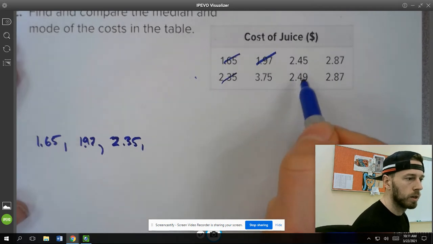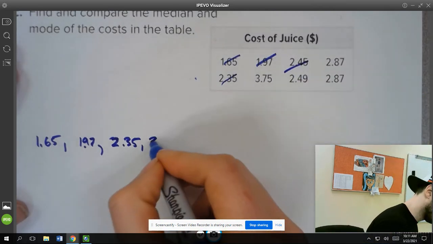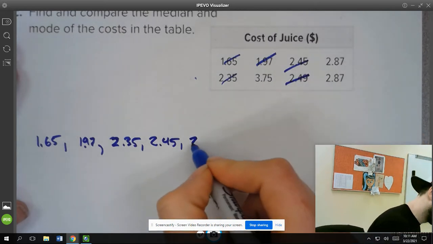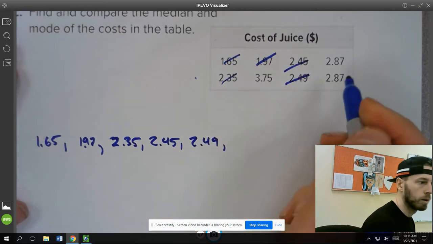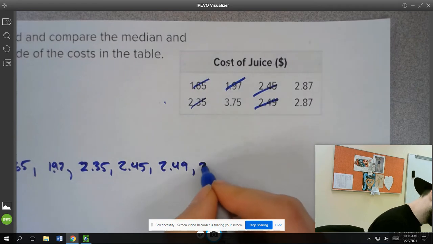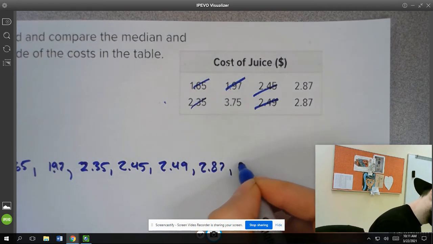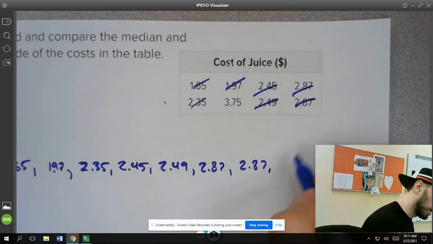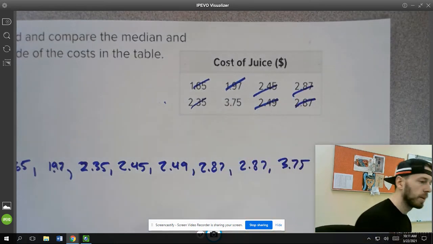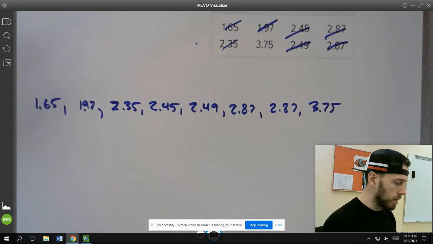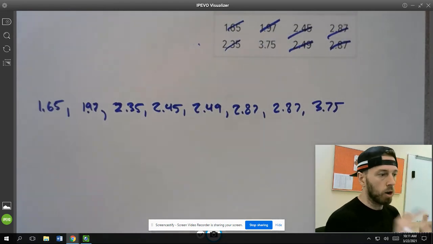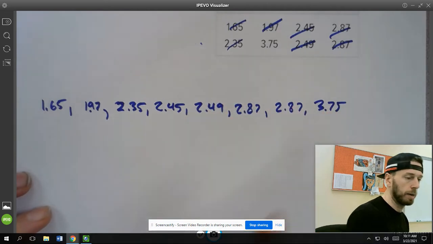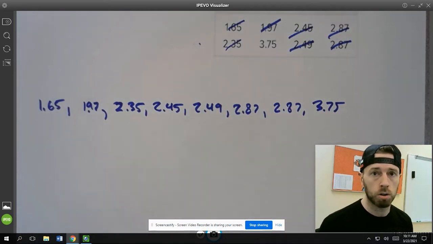245. We've got 249. And then 287. And 287. And 375. Now, if I wanted you to find the mean of all of this, you would add all these numbers up and then divide by however many there were, 1, 2, 3, 4, 5, 6, 7, 8, which you totally could. Now, notice these are all decimals.